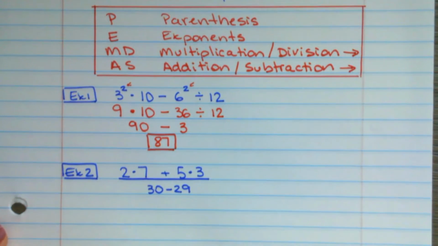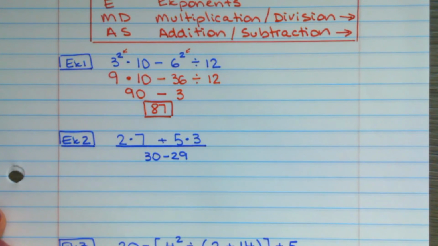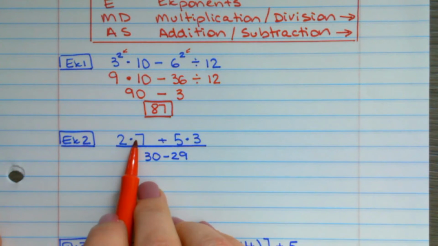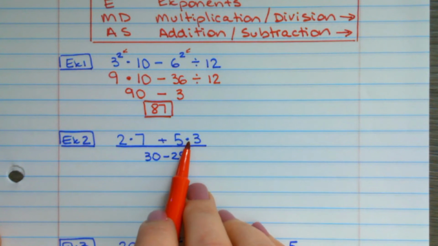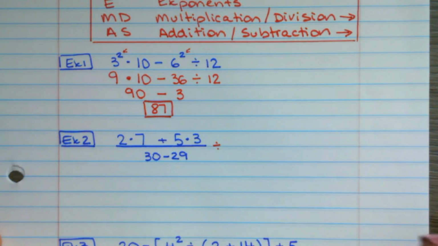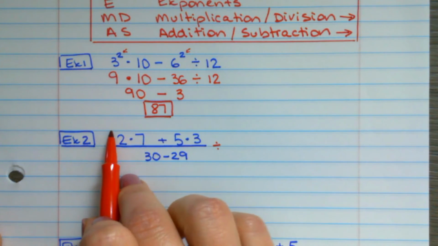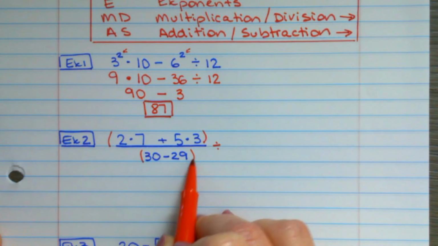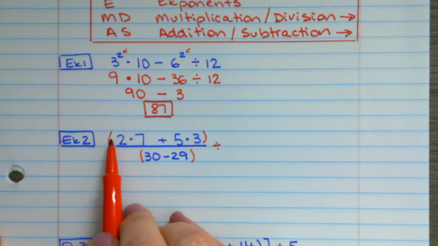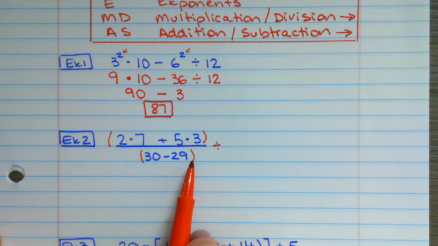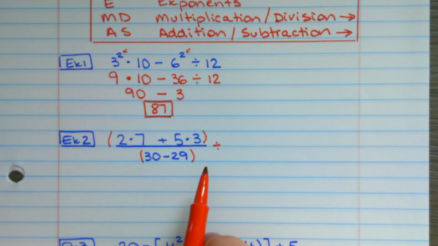The next example, we have this fraction, but don't be scared of a cute little fraction like this, because we have here 2 times 7, and then we have 5 times 3. And then remember, the fraction is nothing but a division. So it's like you were doing the numerator first, and then you divide everybody by the denominator. Okay, so think about invisible parentheses right there on the numerator, invisible parentheses right there on the denominator. That's one way to look at it.